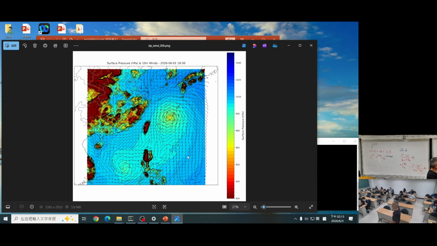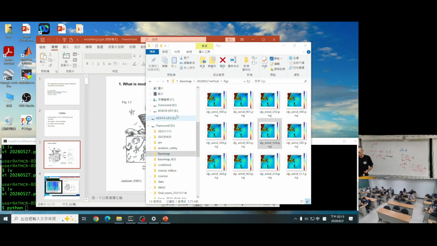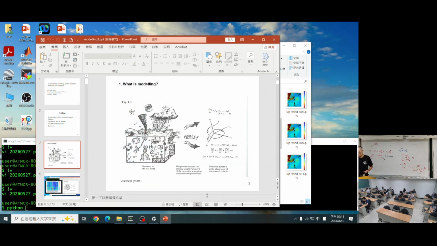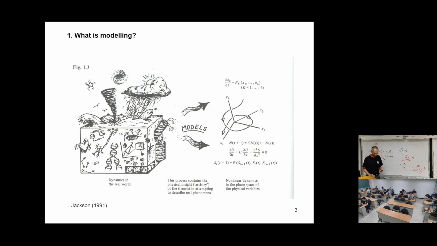So this one is quite good. You can do east, west, or north and south cross sections for developing typhoons, both scientifically and also very useful. So this is the real purpose of our numerical simulations.